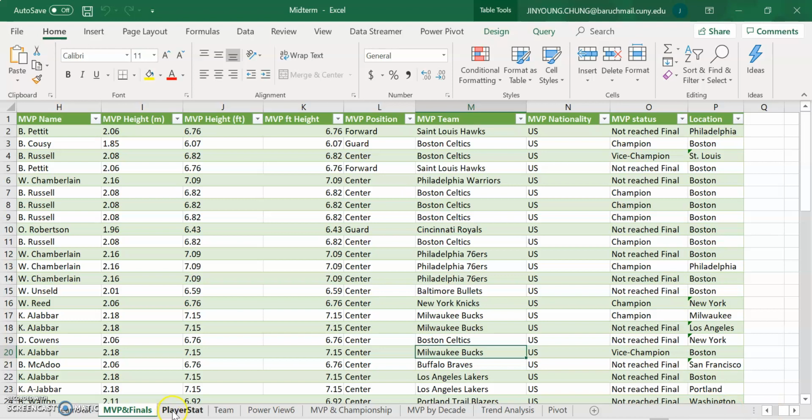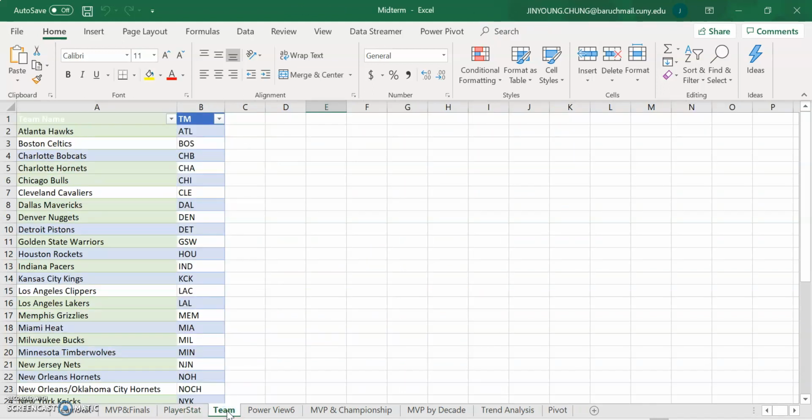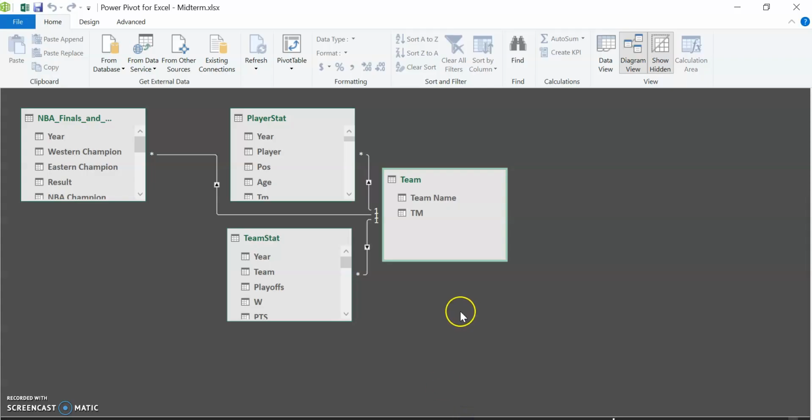The third data set is called Player Stat. This data set, similar to Team Stat, has the information about each player's basic stats as well as their advanced stats from 1950 to 2017. The fourth worksheet, Team, is a table I created to find the team abbreviation with the VLOOKUP function. If you see the power pivot diagram view, all the tables are related to the team table by a one-to-many relationship.